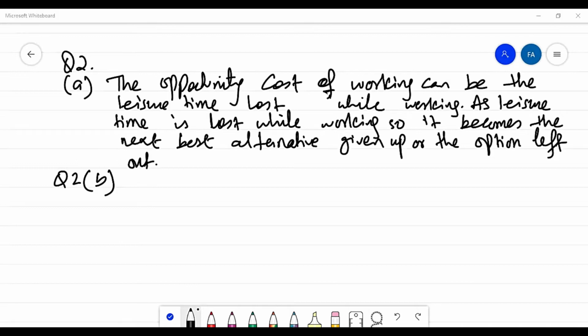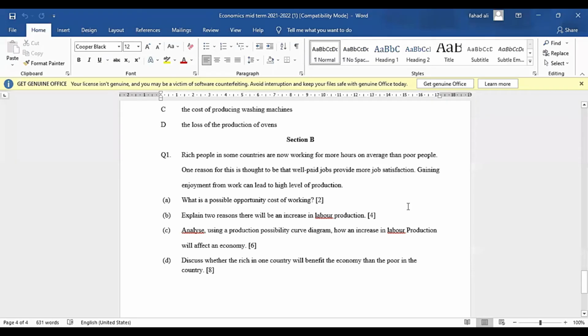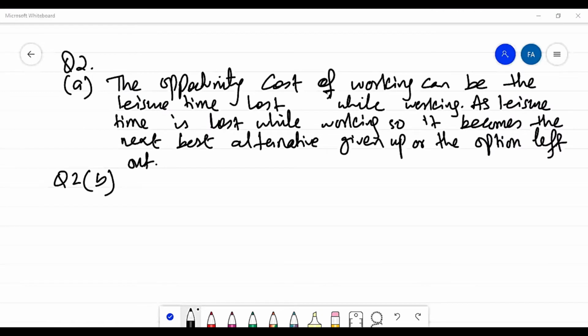Next question: explain 2 reasons there will be an increase in labor production. We discussed this. There are 2 reasons. Rich people are working for more hours on average than poor people. And second is well-paid jobs which provide more job satisfaction. So people will be encouraged to work more if they're well paid. Let's start writing from this.